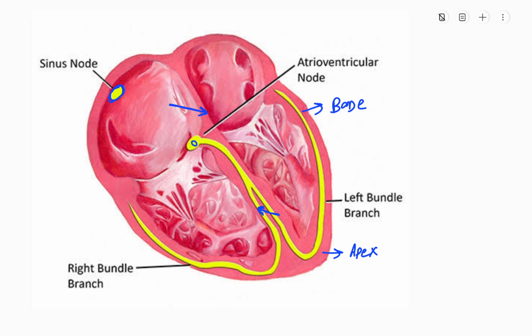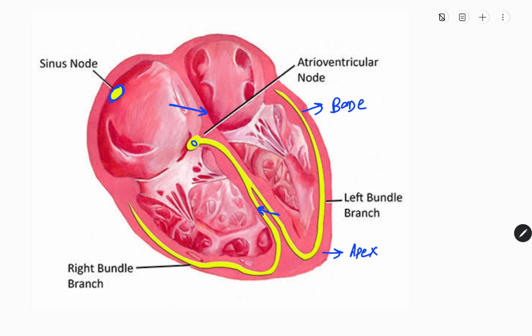As compared to the SA node, when it depolarizes the atrium, the vector was big, but the conduction is slow as compared to the conduction present here at the interventricular septum. Now the depolarizing currents will move towards the ventricle. So let us discuss what happened there.